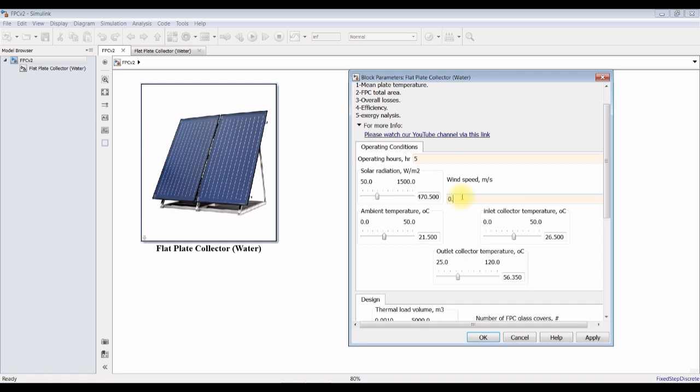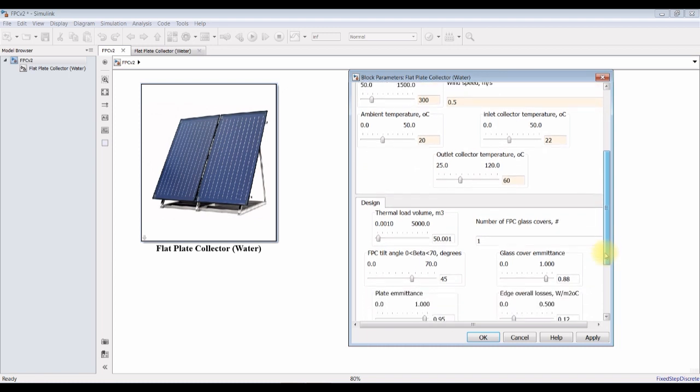Okay, wind speed, I will consider an average wind speed of 0.5 meter per second. Let's begin from 300 watt per meter square. Ambient temperature, I'll begin with 20 degrees Celsius, 22 inlet solar field temperature. Maximum solar field temperature is about 60 degrees Celsius. This is quite normal.